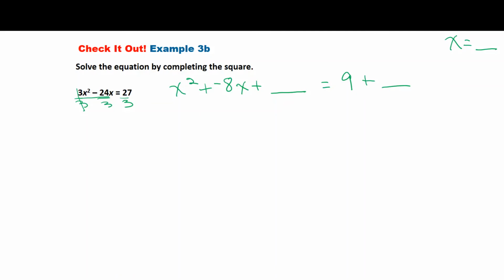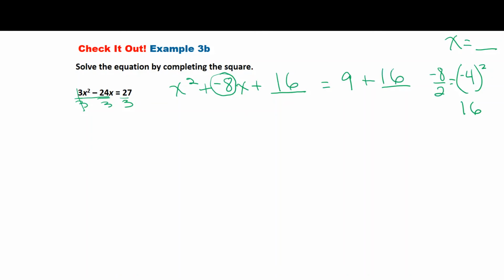Okay, so what is that number going to be? Well, let's take our negative 8, which is our b. We're going to say negative 8 divided by 2, and that equals negative 4. But we have to square that. Negative 4 squared equals 16. Okay, so we're going to add 16 to both sides.